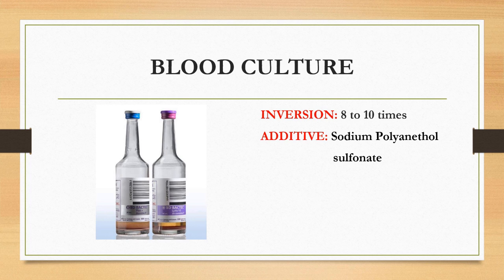The first one is blood culture. As it is a sterile procedure, you always have to give first priority to the blood culture. After taking the sample, you have to mix it 8 to 10 times, and the additive present in the blood culture bottle is sodium polyanethol sulfonate, in short, SPS.